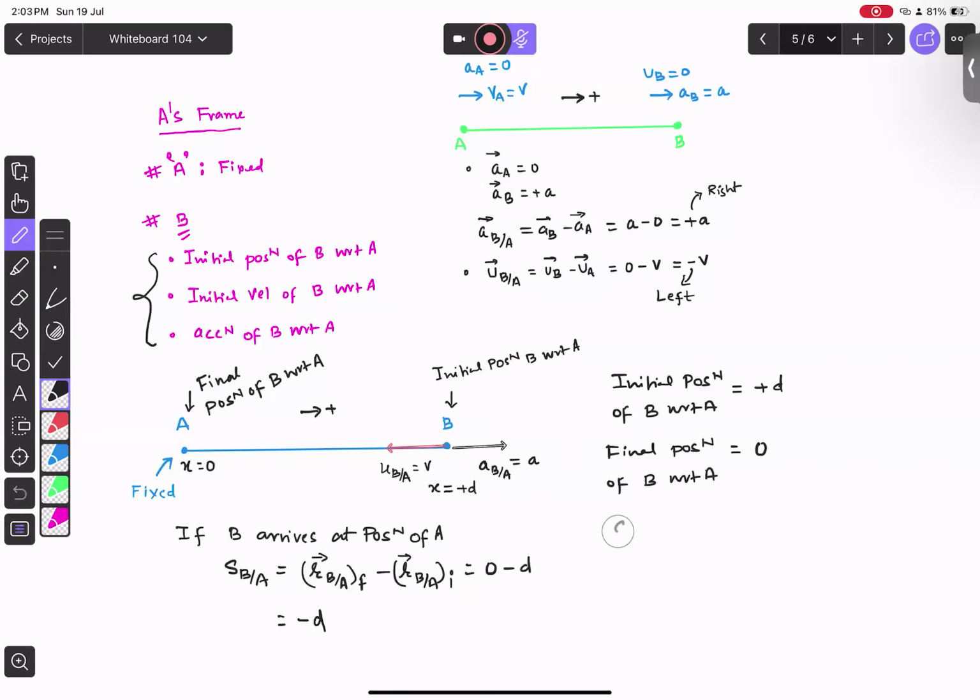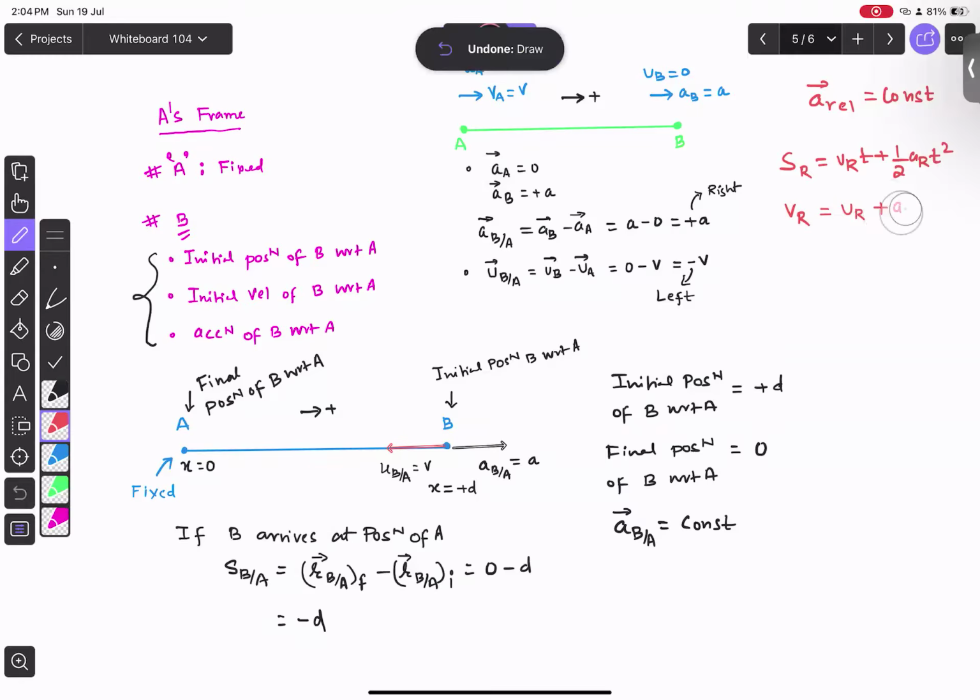Now tell me, is the acceleration of B with respect to A constant or not? Constant. So whenever a relative is constant, never forget, whatever formulas are valid for a being constant, the same formulas I can use. Just every formula will have relative terms. S relative will be u relative t plus half a relative into t square. V relative will be equal to u relative plus a relative into t.